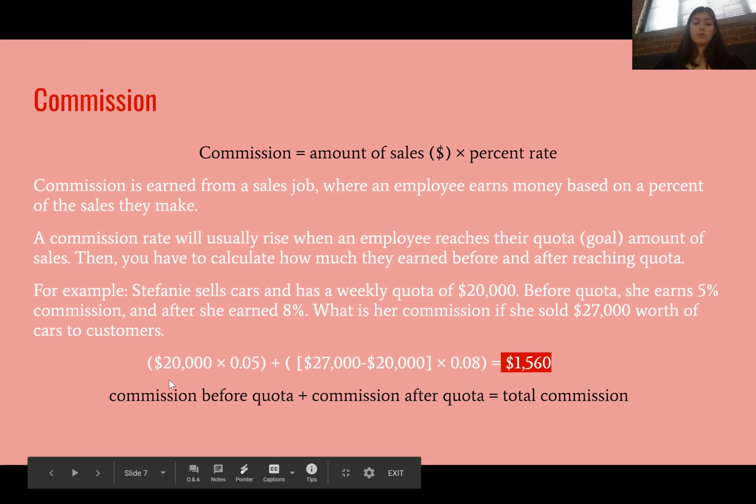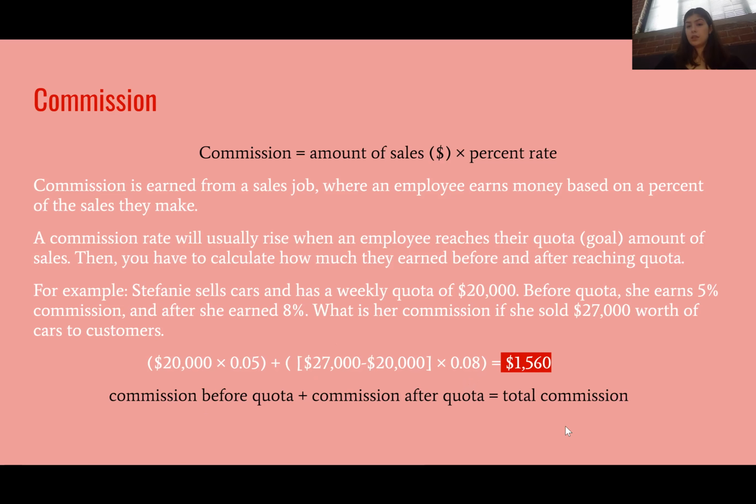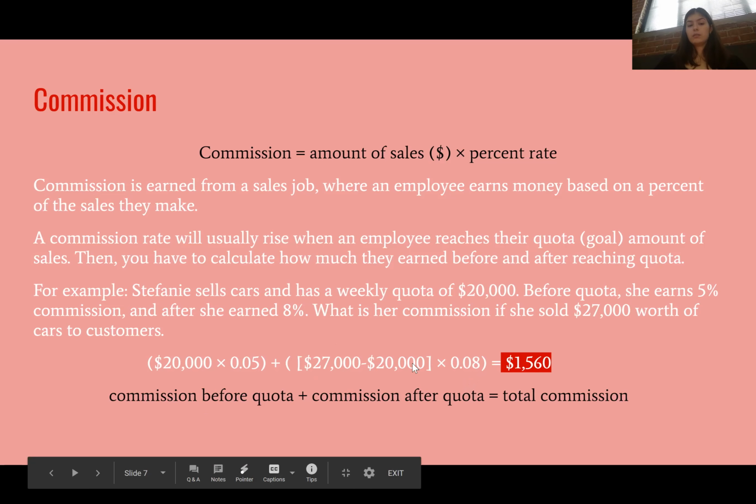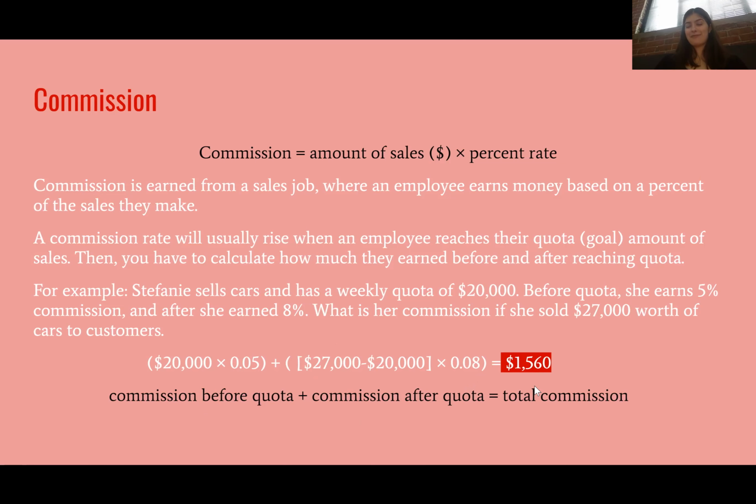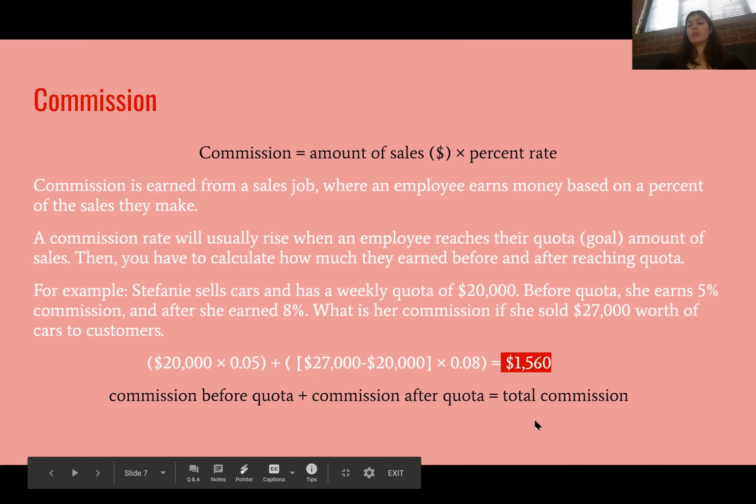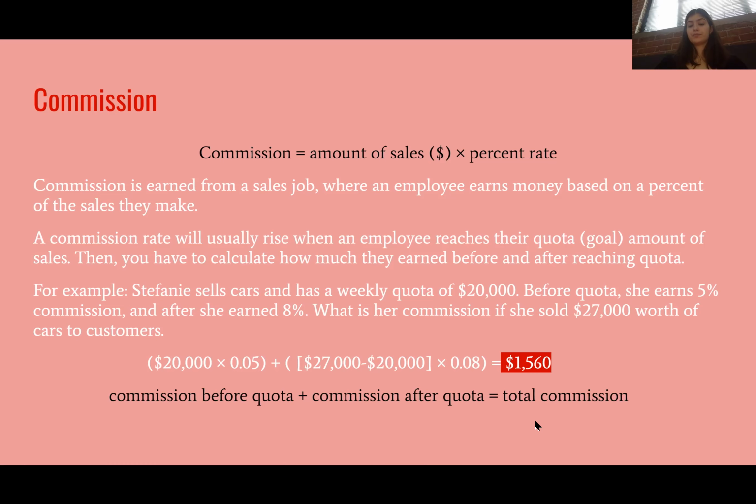So then we'll add the commission before quota, which was 1,000, and the commission after quota, which was 560, and we'll get the total commission here, which was $1,560. So this week, Stephanie got in pocket 1,000. Actually, I shouldn't say in pocket because we haven't calculated the taxes yet, right? But her gross income for that week was $1,560.